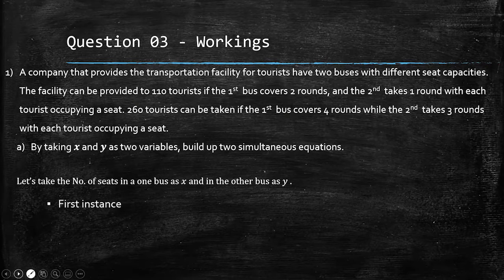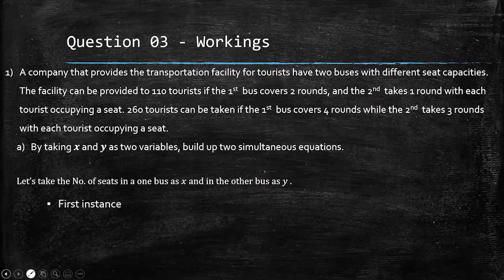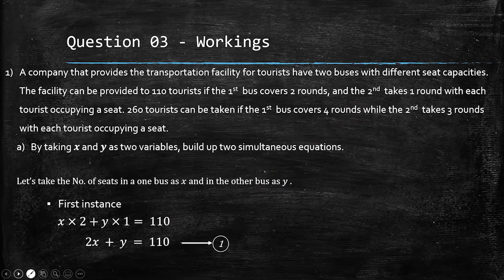In our first instance, if the number of seats of the first bus is x and it covers 2 rounds, the number of tourists that can be transported is x times 2. And if the number of seats in the second bus is y and it covers 1 round, the number of tourists that can be carried is y times 1. Therefore, 2 times x plus y times 1 is equal to 110. So 2x plus y is equal to 110, which will become our first equation.